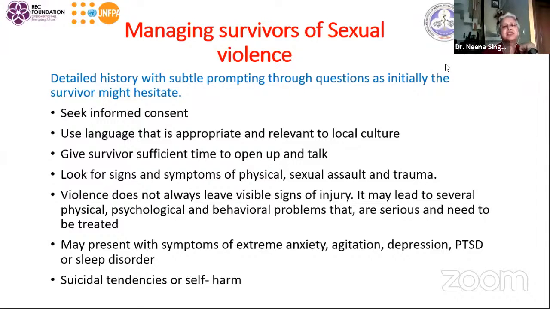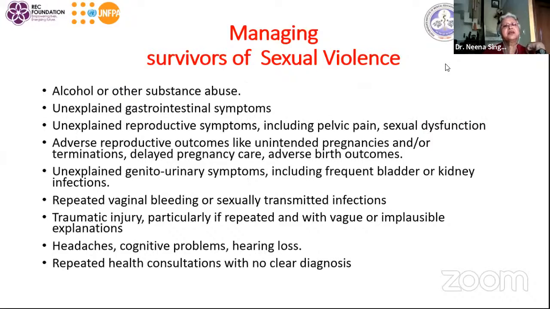It may lead to several other physical, psychological, and behavioral problems that are serious and need to be treated. They may present with symptoms of extreme anxiety, agitation, depression, PTSD, or sleep disorder. Since some of them might have suicidal or self-harm tendencies, how do you manage them? They might have alcohol or other substance abuse also. So these are different presentations with which they might come up. They can complain of anything which may seem unrelated to the sexual violence, but actually it is a result of the sexual violence.